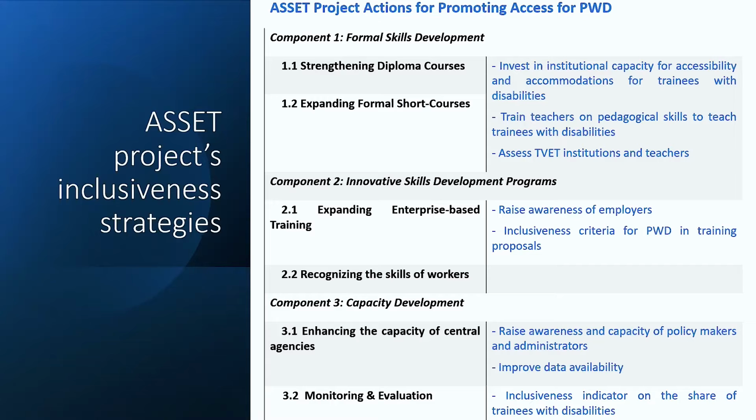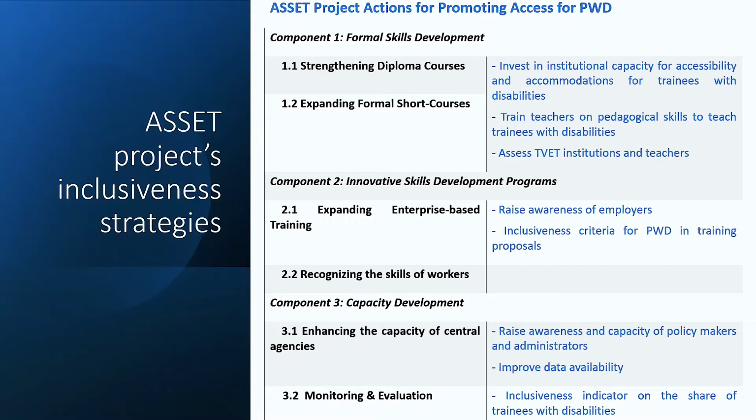The project will also work very closely and extensively with employers and private companies under Component 2. And our partners include the BBDN, the Bangladesh Business and Disability Network. BBDN is an extremely important partner of the project to mainstream this inclusiveness agenda. And they will conduct, in partnership with the project, awareness raising programs for employers and TVET institutions and many other programs that are targeted to inclusiveness.